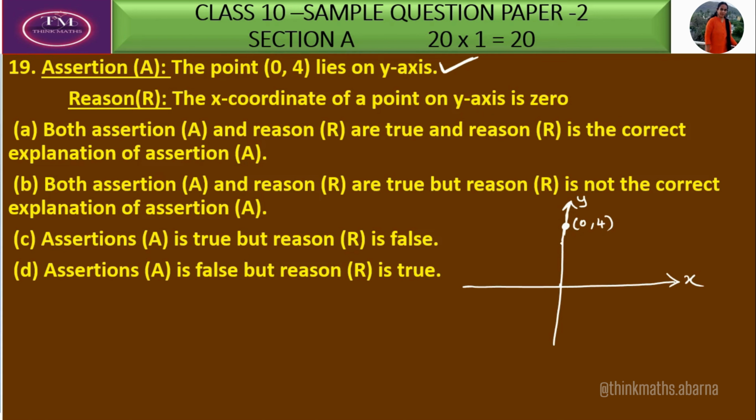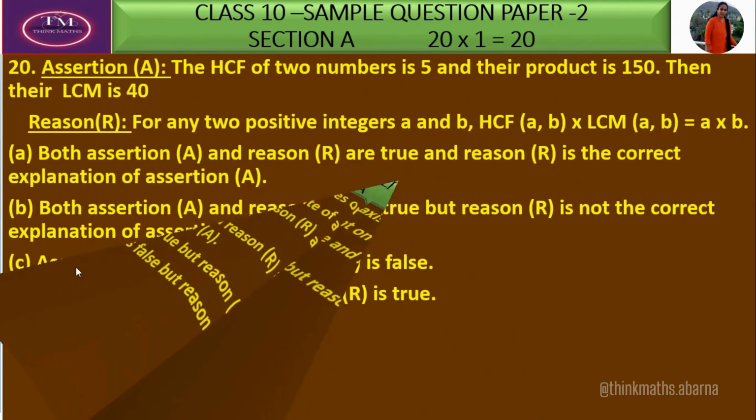Next, the x-coordinate of a point on y-axis is 0. So in this y-axis, all the x-coordinates will be 0. So reason is also correct. So both assertion A and reason R are true, and reason R is the correct explanation of assertion A. So the solution is option A. Children? So moving on to the last question of this section A.